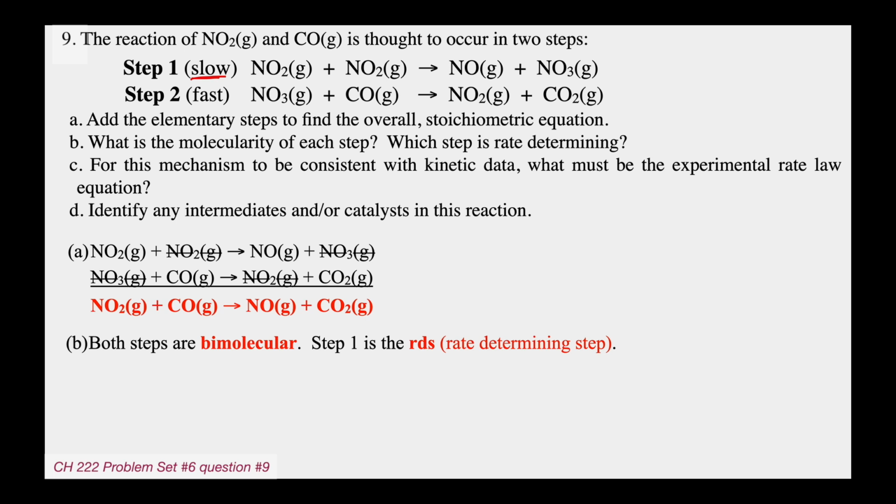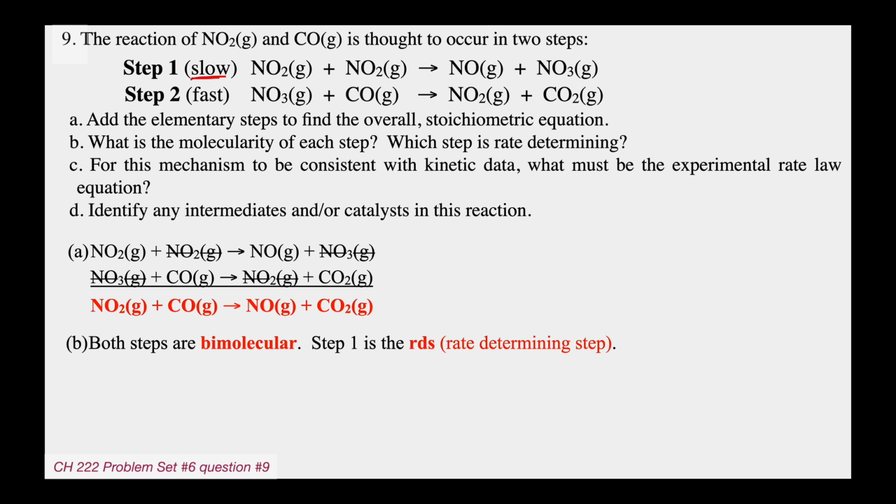Now, C: for this mechanism to be consistent with kinetic data, what must be the experimental rate law equation? And this is really important. You can make a mechanism in a whole bunch of different ways to explain how NO2 and CO come together to make NO and CO2. But if it's done right, if you make a good mechanism, then the slow step reactants should show up in your rate law. Now, to find a rate law, you have to do what we've done earlier in this problem set. You take the reactant concentrations and you vary them. You try and find the order for the reactants and then the rate constant K, stuff like that.